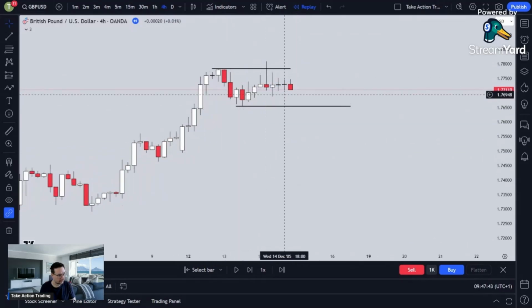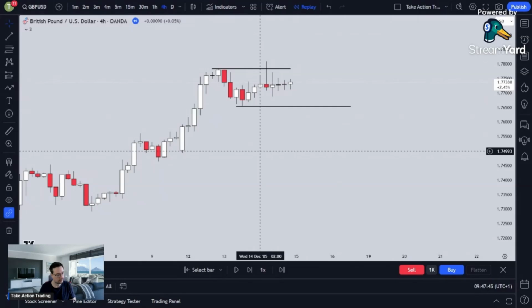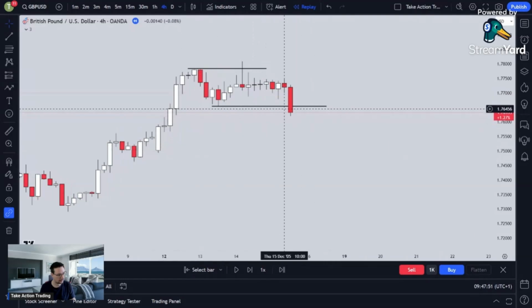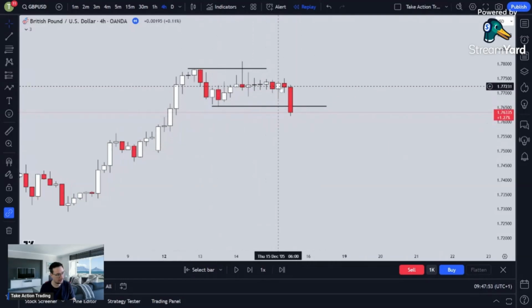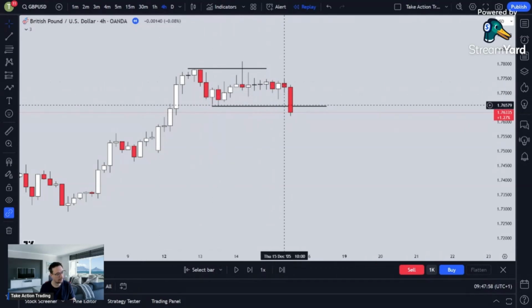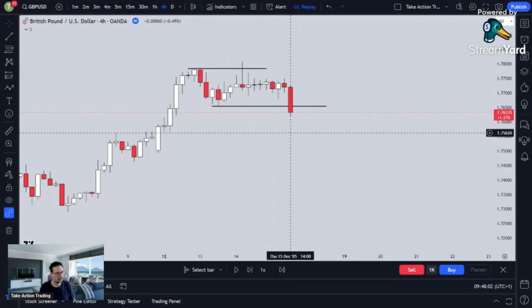So right now we're just sitting in a range. Like, I don't want to touch this. I'm waiting for the market to pick a direction. And this is what we're seeing. Finally, the market has picked a direction. Took many days. This 4-hour chart took a couple of days. Market finally pushed lower. Now, this tells me that sellers are now in control of price.